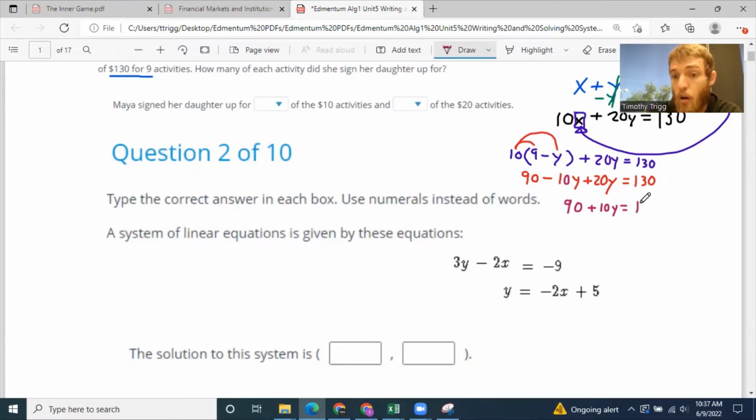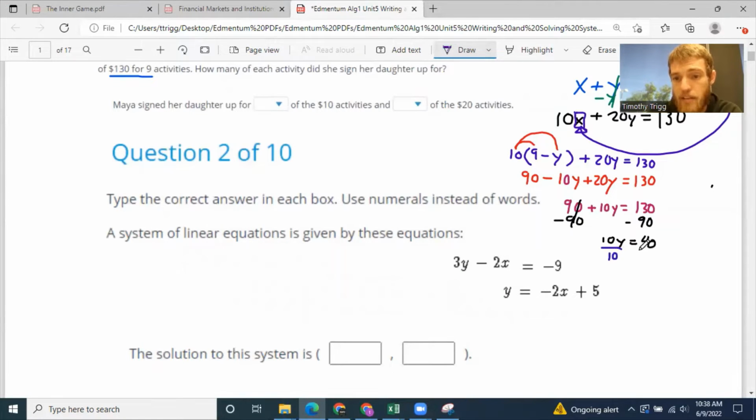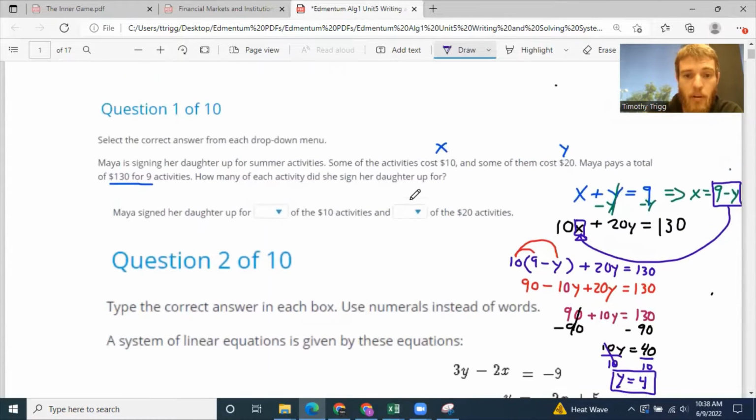Now we're going to go ahead and solve for y. So I want to get y by itself. What would be my first step to solve for y? Well, in this case, I would subtract 90 on both sides of the equation, giving us that 10y is 40. What would be my next step? Well, I would divide by 10 on both sides of the equation, canceling the 10 here on the left, giving us that y is 4. So we know the value of y now. That was the number of $20 activities, which is 4.